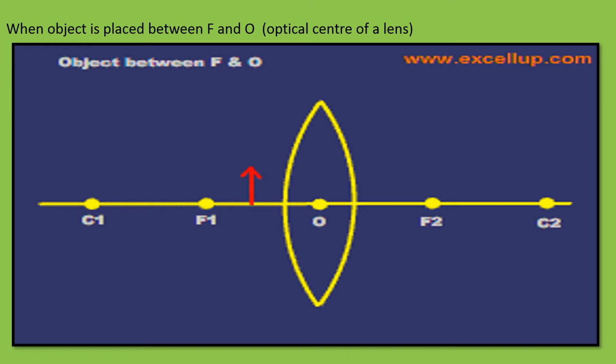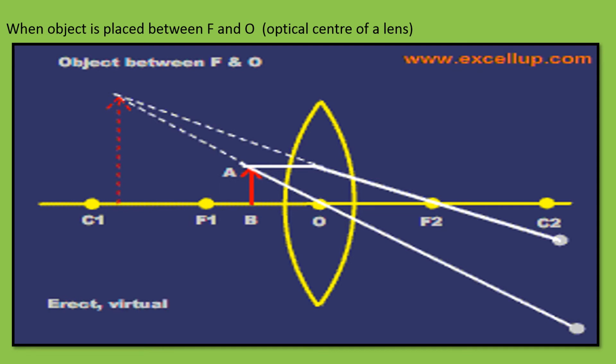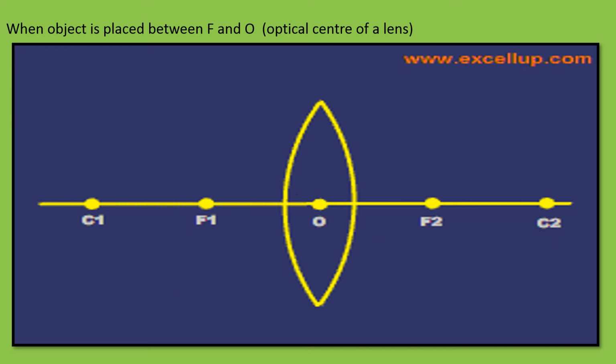When the object is placed between the principal focus and optical center of a convex lens, the image is formed on the same side as that of the object. This image is an enlarged image. It is a virtual image. It is an erect image.